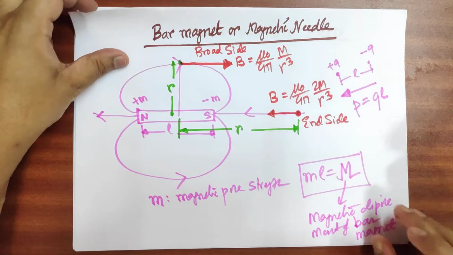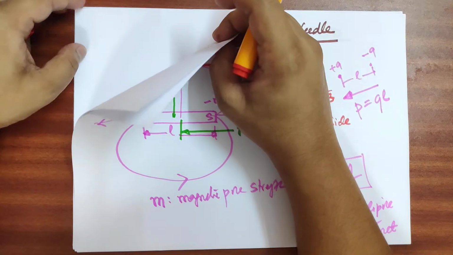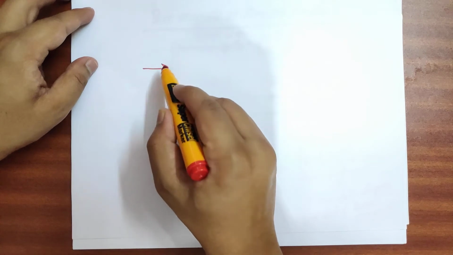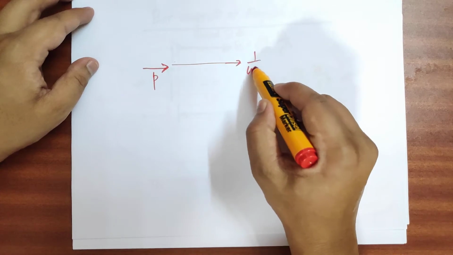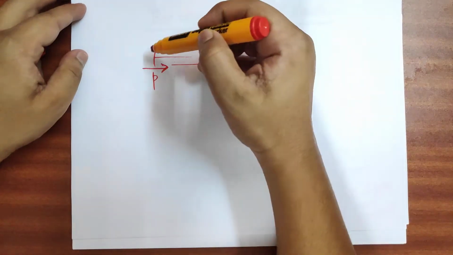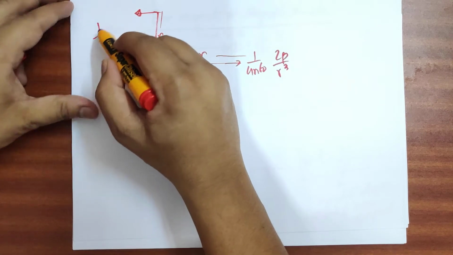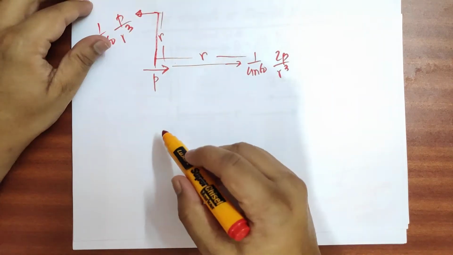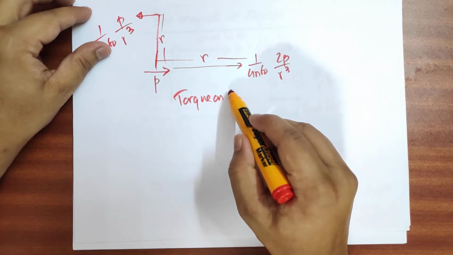For the electric dipole, you can remember the formulas. For the electric dipole, what was the formula? There it is. This was the electric dipole. So there it is, 1 by 4 pi epsilon naught, 2p by r cube at a distance r at the end side position, and at the broadside position it was 1 by 4 pi epsilon naught, p by r cube.